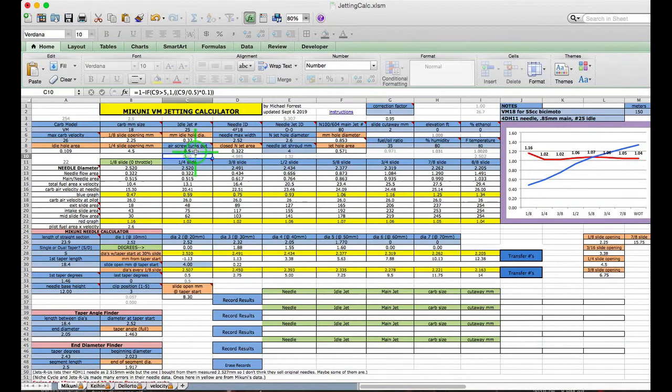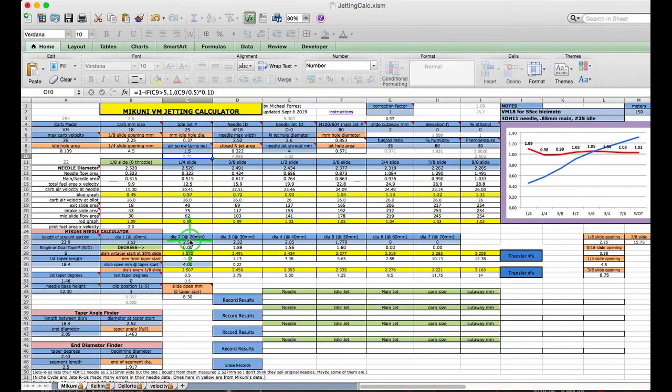Let's go back to 1.5. And it's 2%. So it did a 2% change going from 1.5 to 2.5 at wide open throttle. The idle is always in effect because it's always right there. It's always being acted upon by the suction in the carb throat.